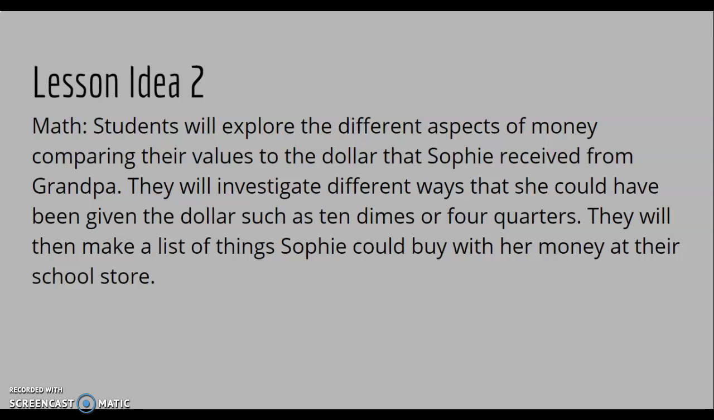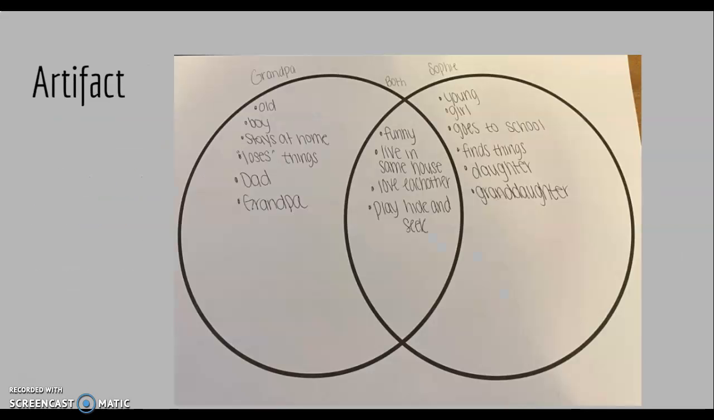And then using this value of $1 that Sophie received, they will make a list of things that Sophie could have bought at our school store with her dollar. And then this is an example of what their Venn diagram from the first lesson would look like. After they completed this, they would give examples such as Sophie's young and her eyes are a little bit better than Grandpa's, so that helped her find all of the different things. Sophie going to school gives Grandpa an opportunity to hide different things throughout the day as well.